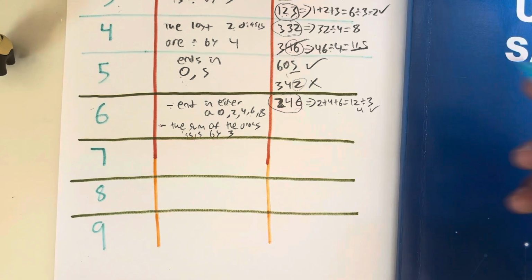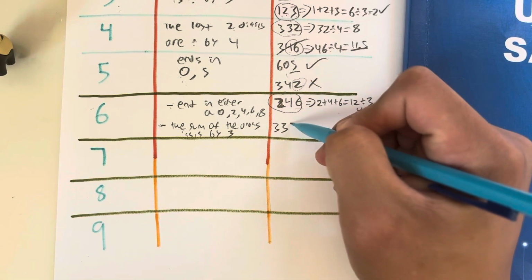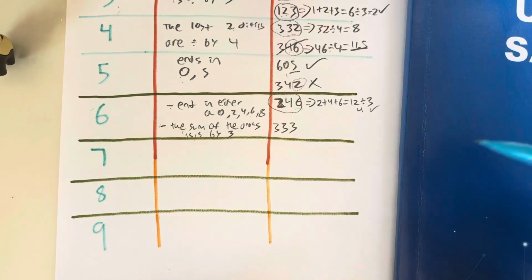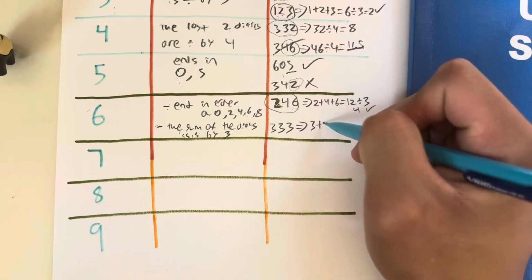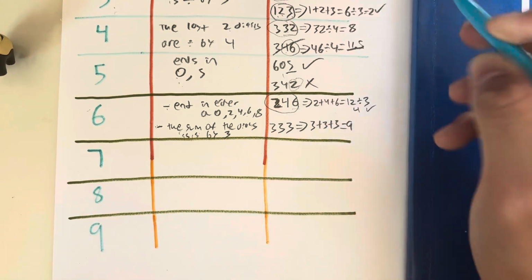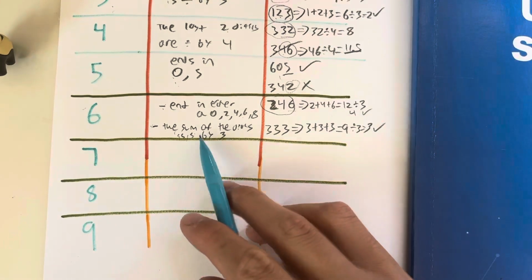Now, let's try this one. Let's just say we have 333. Now, let's check the sum of digits first. So when we have 3 plus 3 plus 3, that's going to give us 9. 9 divided by 3 works out to be 3. So that checks off this box.